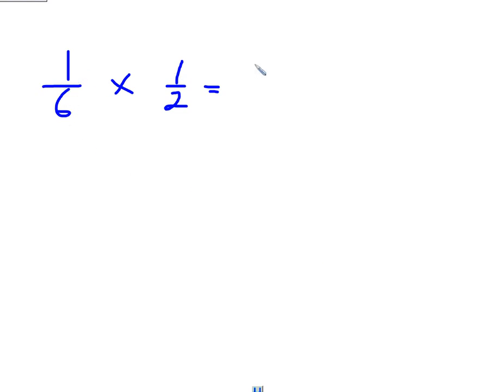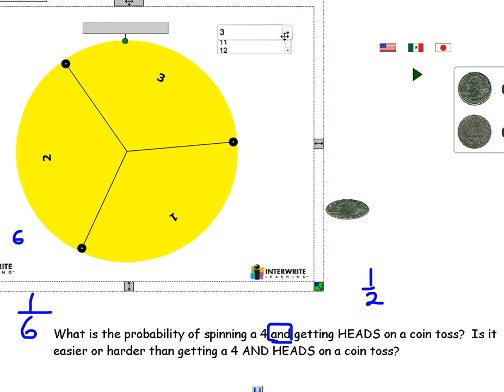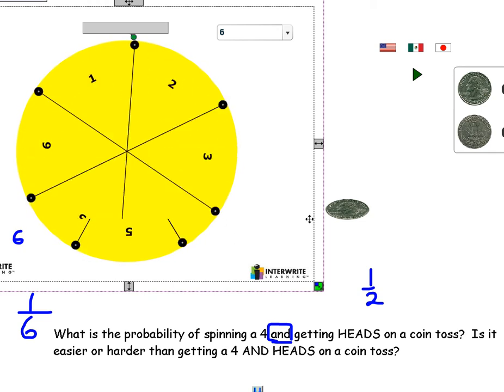So 1 times 1 is 1. 6 times 2 is 12. So I have a 1 in 12 chance on getting this with a 6. 1 out of 6, 1 out of 2, 1 in 12 chance. Let me try one more time for you. Keep your fingers crossed. I got a 1 in 12 chance here.